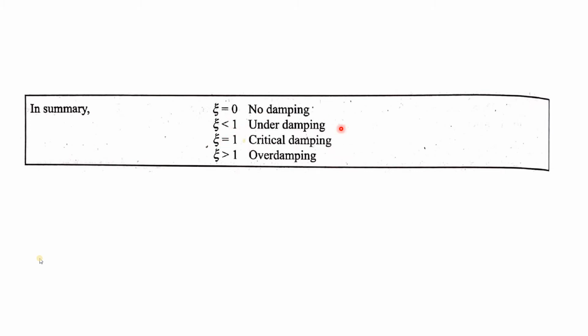This is a summary. That means eta equal to 0 is no damping, less than 1 is underdamped, equal to 1 is critically damped, and greater than 1 is overdamped.